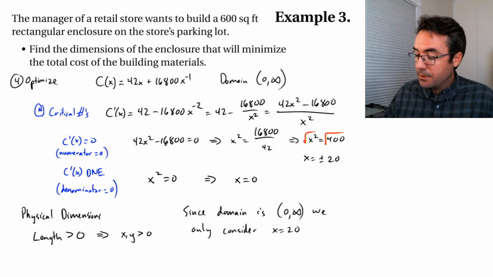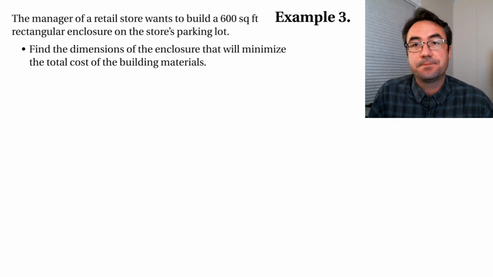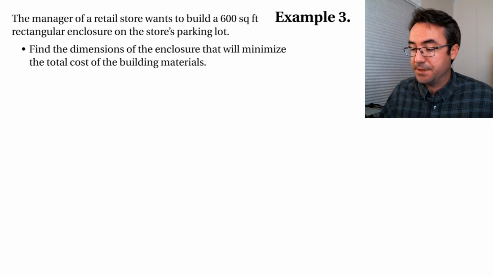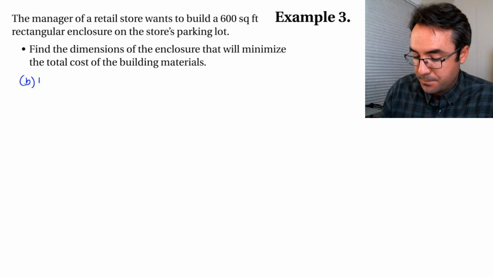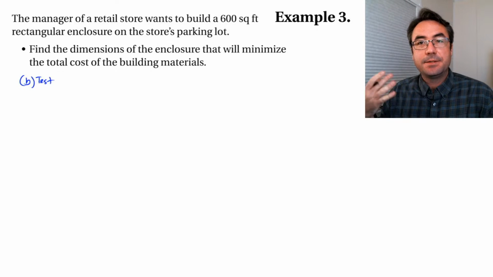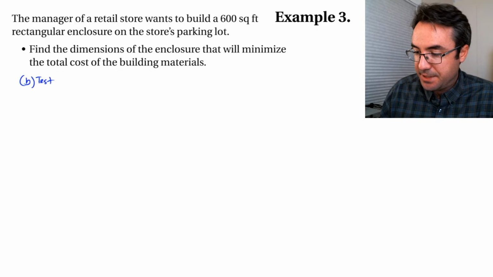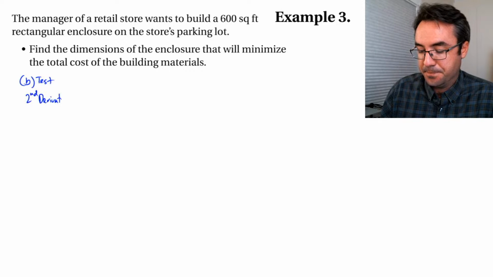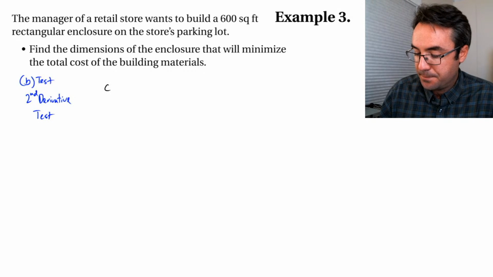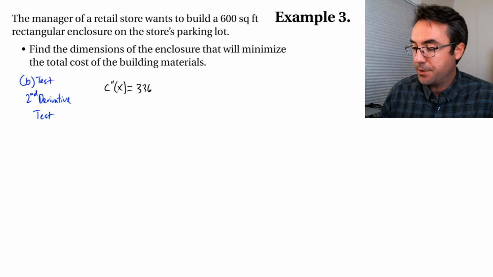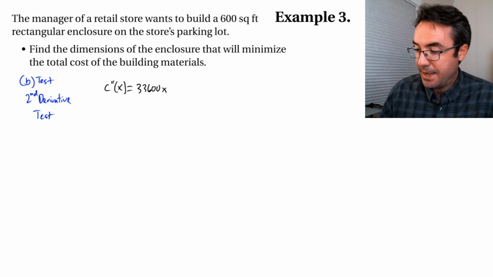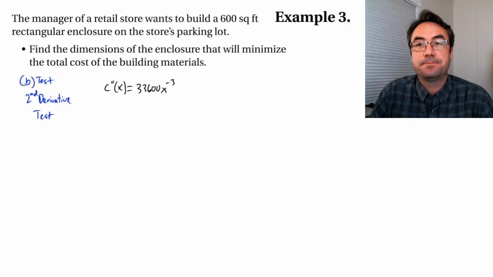It's only one critical number. Now we need to test it. So that's the next part of this, is we're gonna test it. We're gonna classify it, and normally the second derivative test is a little bit quicker, so that's what we use. So that means we need our second derivative, and if we do our second derivative, that's 33,600 x raised to the minus 3 power.